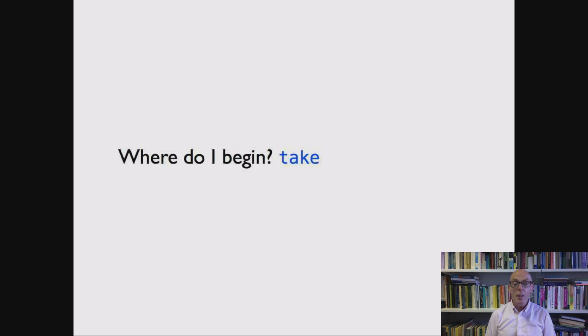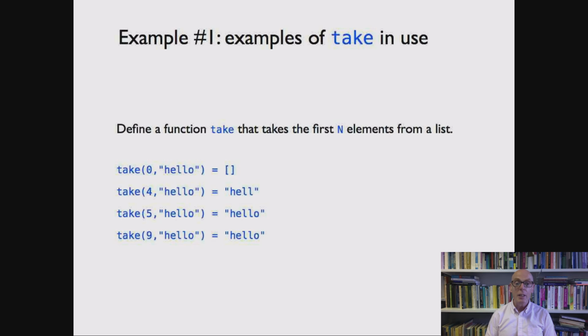So what I want to do, you've had a go at defining take, and just to remind you what we were doing here, we have a function that takes the first n elements from a list. So for example, take of 0 gives us an empty list, and if we take 9 of hello, we can't get 9 elements, but we can get as many as we can. So here we get 5.